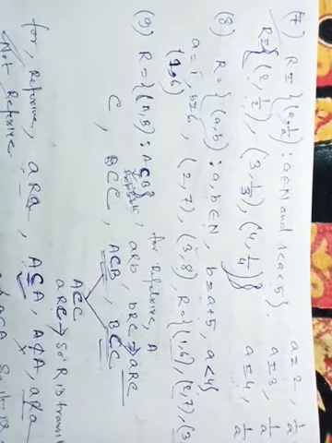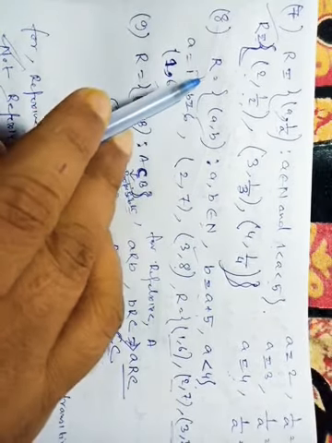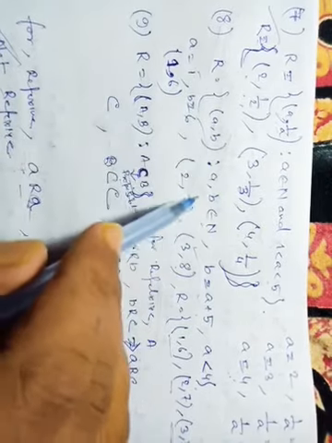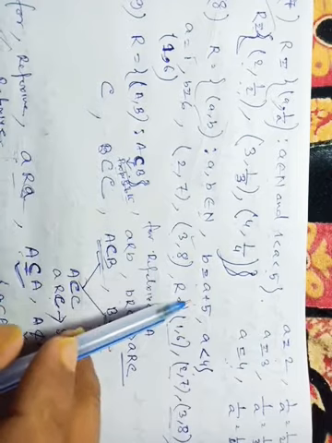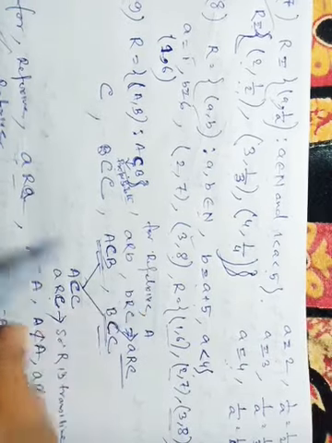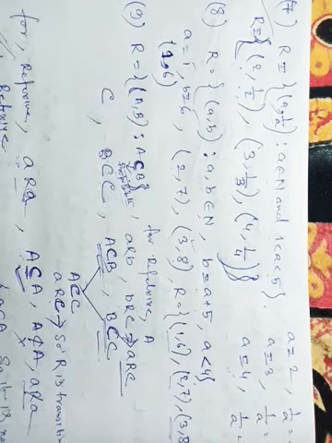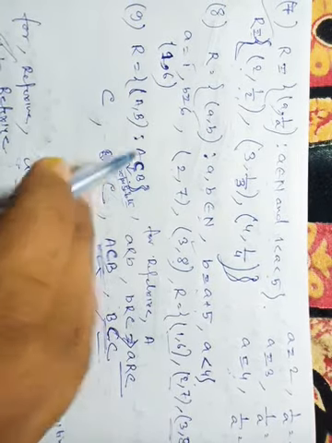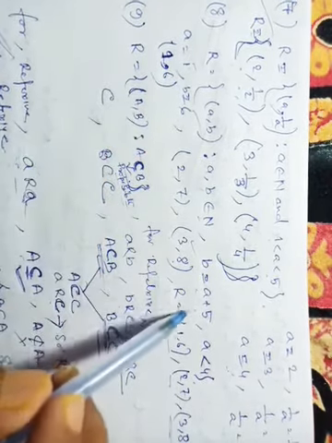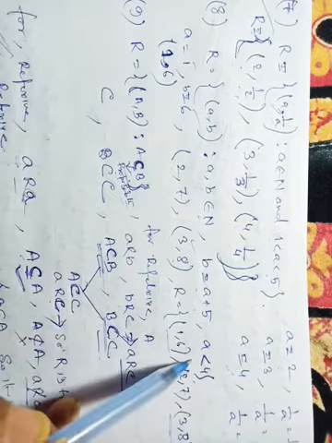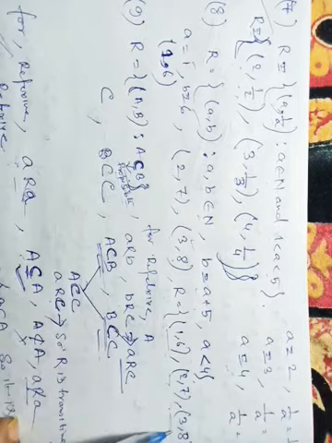Next question, question number 8. Let R be equal to (a, b) such that a, b belong to N, b is equal to a plus 5 and a is less than 4. Here we have to find the range again. Suppose we take a equal to 1, then we get b equal to 6. a equal to 2, b equal to 7. a equal to 3, b equal to 8. So my range is (1, 6), (2, 7) and (3, 8).